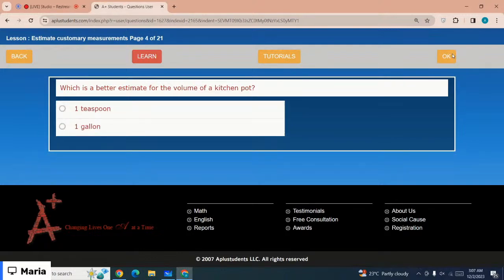Which is a better estimate for the volume of a kitchen pot, 1 teaspoon or 1 gallon? 1 teaspoon is very small for the volume of a kitchen pot, right? It would be 1 gallon. The correct option is 1 gallon.